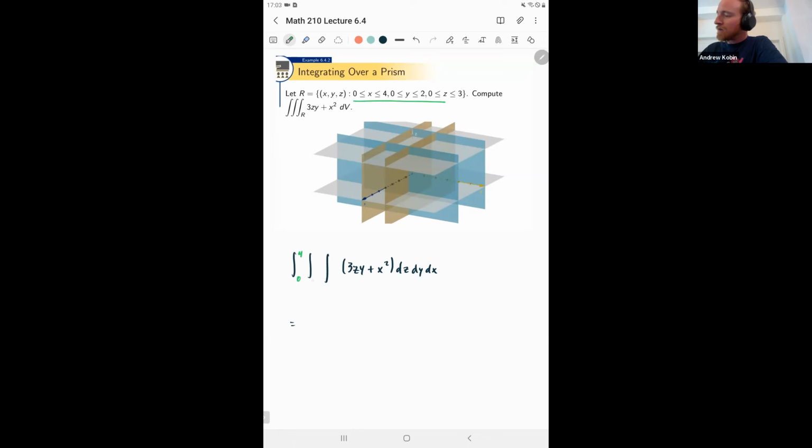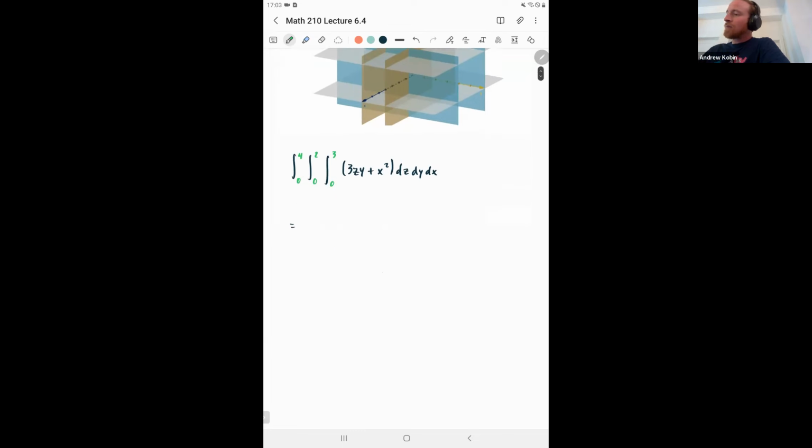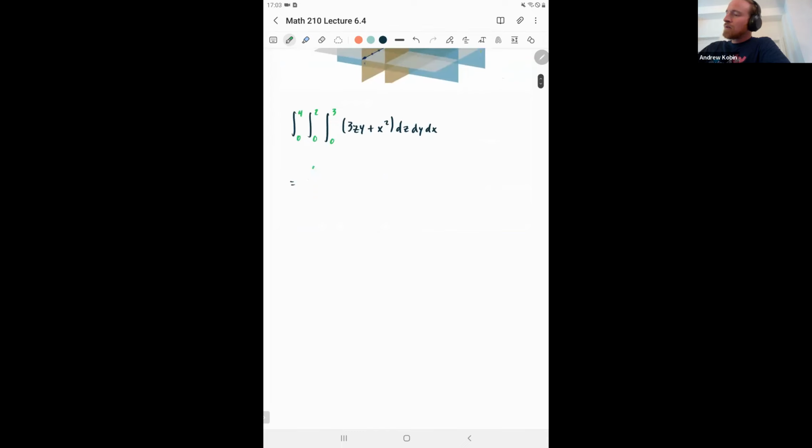The y variable is going to range from 0 to 2, and the z variable finally ranges from 0 to 3. And now we're going to start on the inside and work our way outward, performing each step as a single variable integral with the other variables held constant. So first of all, I'm going to keep my dy and dx integrals the same on the outside, and I'm going to perform a dz integral here.